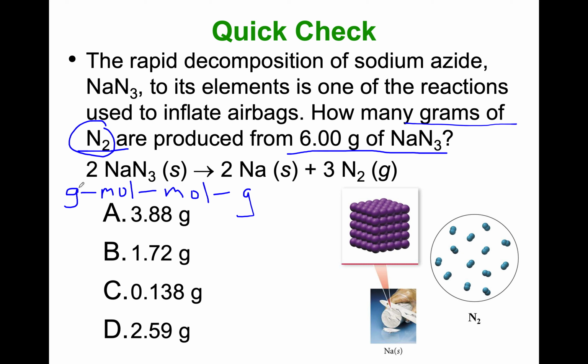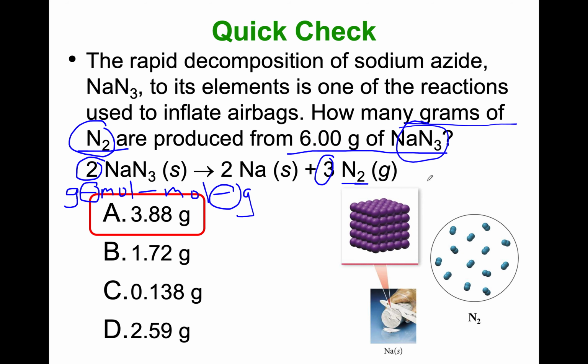So in this case, we're starting with grams of sodium azide. That means you need the molar mass of sodium azide to get to moles of that. Then you need the mole ratio, and that's 3/2. So we're going to nitrogen: 3 needs to be on the top, 2 needs to be on the bottom. And then we need the molar mass of nitrogen. Don't forget it's a diatomic. Include that, and you should be able to get the grams, 3.88 for nitrogen.